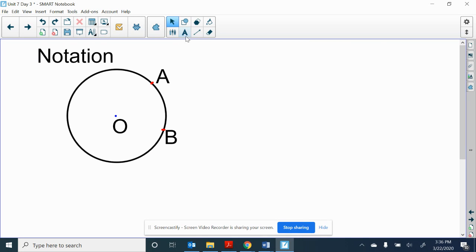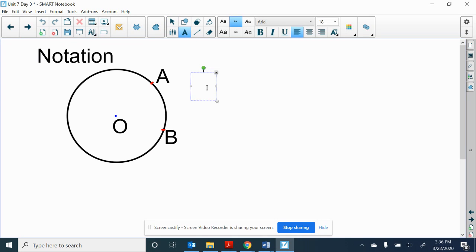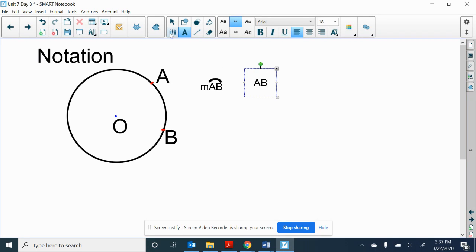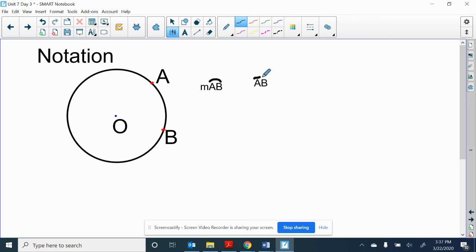All right, some notation. So if we're talking about the measure of an arc, we use a little letter m to denote measure, just like we do for an angle. And the measure of arc AB, that's how we write the measure of arc AB. We'll put a little arc on top. That's the measure of arc AB. Not to be confused with just an AB without the m. That is arc AB. That's the shape. Okay, so the measure of arc AB, that's the measure in degrees. Arc AB, that's the shape.